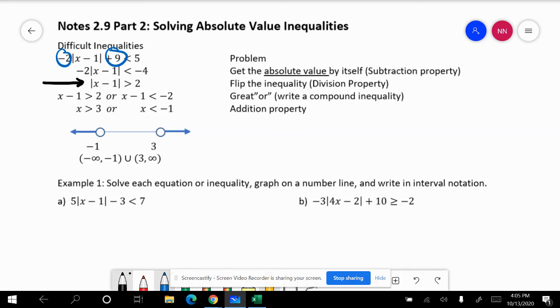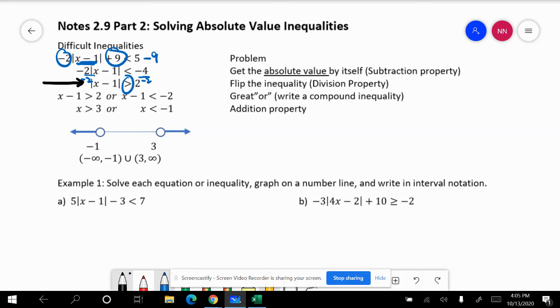So we're going to solve this like a normal equation in the sense of our variable is the absolute value. So we're trying to get this absolute value by itself. So our first step is subtracting the 9. And when we subtract it from 5, we get -4. Then we divide it by -2. Now, when we divide each side by -2, notice that this is a less than statement, but whenever we divide by a negative, it flips the inequality, so now it's a greater than.